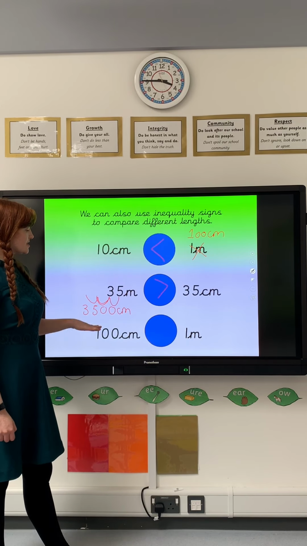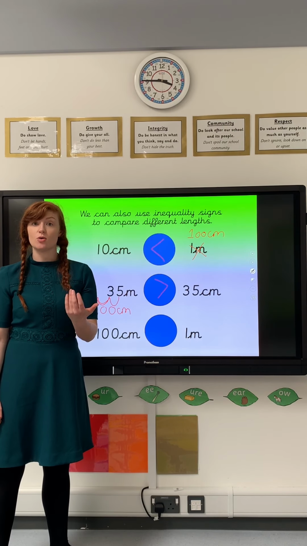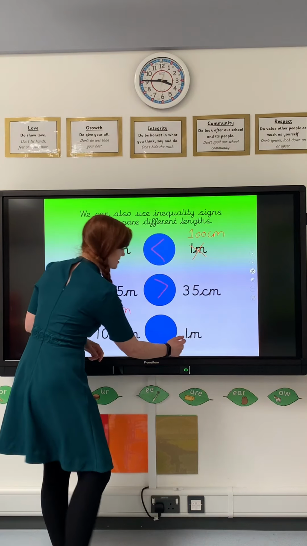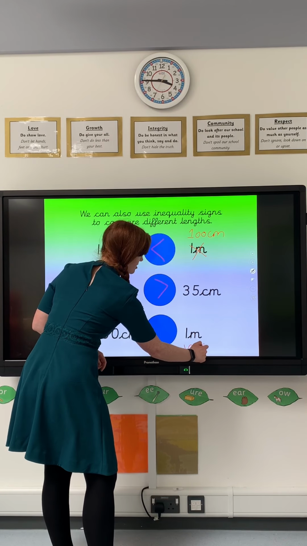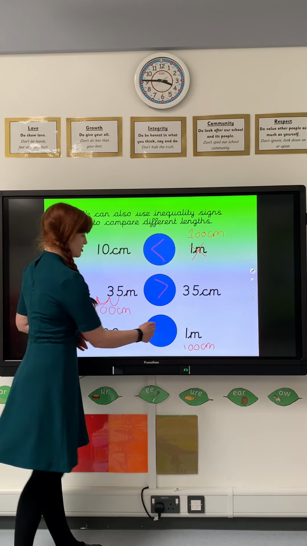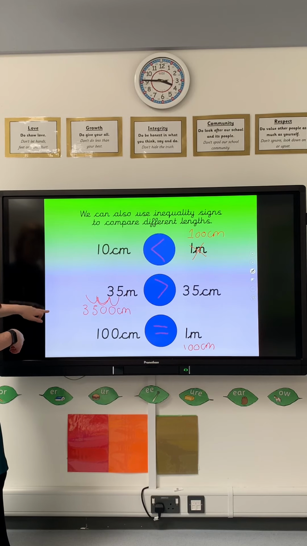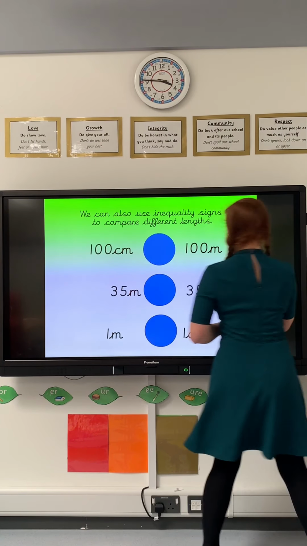And then I've got 100 centimetres and 1 metre. Again, I'm changing the 1 metre. So 1 metre is the same as 100 centimetres. I change it. 100 centimetres is the same as 100 centimetres, so I can put my equal sign. Oh, it doesn't want to come on this side.